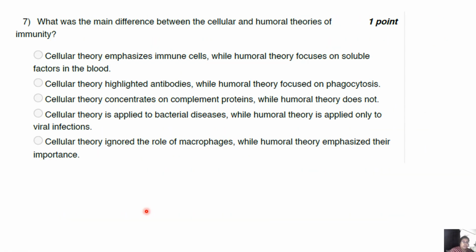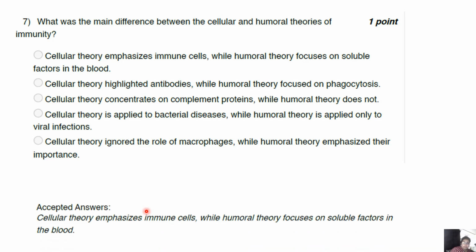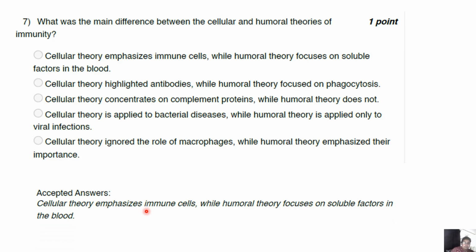So coming back to the question that we started with today, the answer will be: cellular theory emphasizes immune cells while humoral theory focuses on soluble factors in the blood.